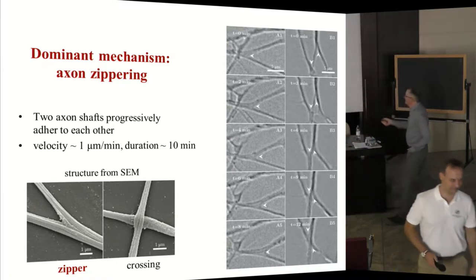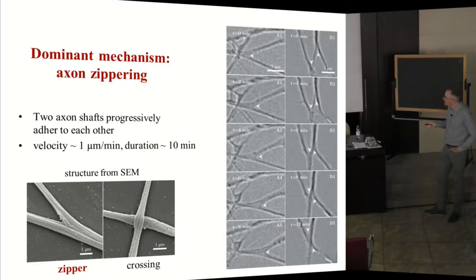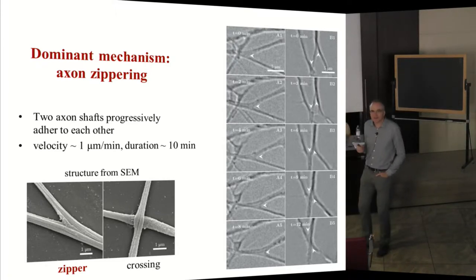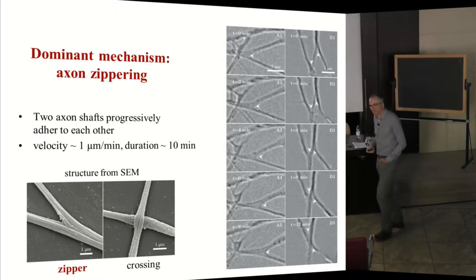Now, this is an electron microscopy picture of the structure of the zipper. Here you can actually see a zipper formed by already two small fascicles of axons. They are starting to adhere here, and this can advance or recede depending on the forces. As opposed to that, there are also simple crossings that will not zipper. What is the radius of an axon? Of these ones, it's about 200 nanometers. These are very thin axons.